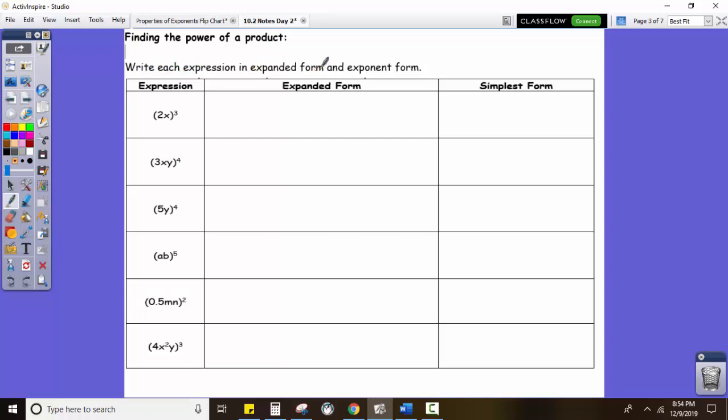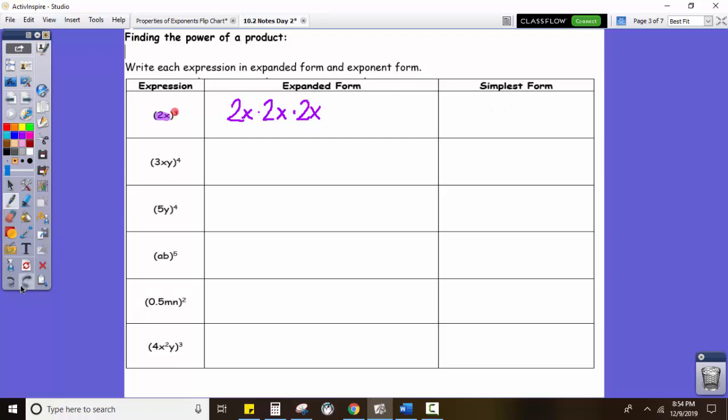It says write each expression in expanded form and exponent form. So for the expression, we have 2x to the third power. Now remember, that means I'm taking 2x and multiplying it 3 times. So I'm going to start by writing 2x times 2x times 2x. So this is 2x to the third because 2x was multiplied by itself 3 times.